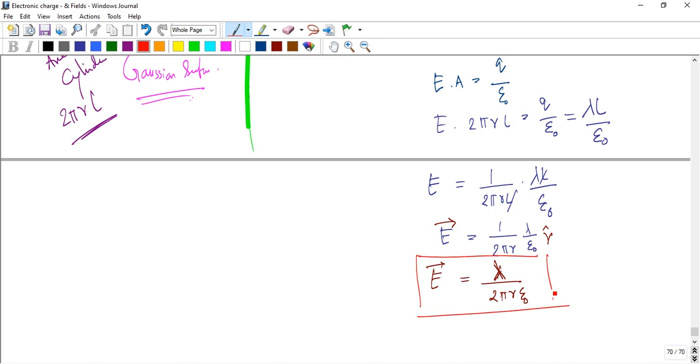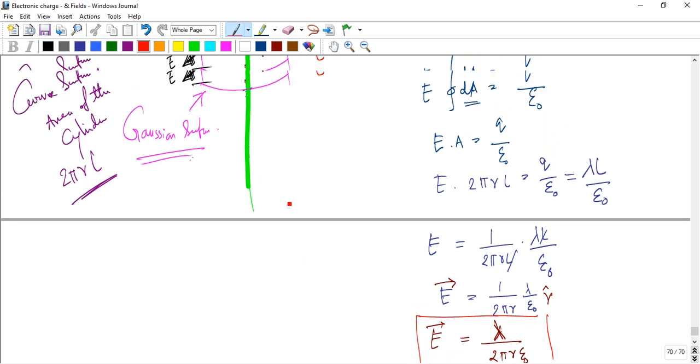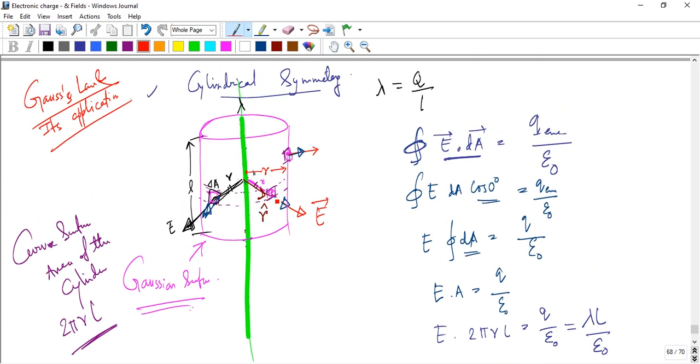And look at the equation. That equation doesn't depend on length. See very carefully, that electric field equation doesn't depend on L. So if I choose any value of L, let us go to the plus sign. See the plus sign here, this plus plus plus plus plus.